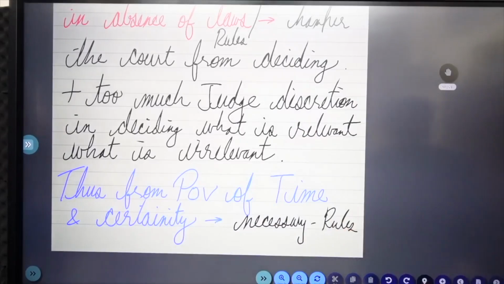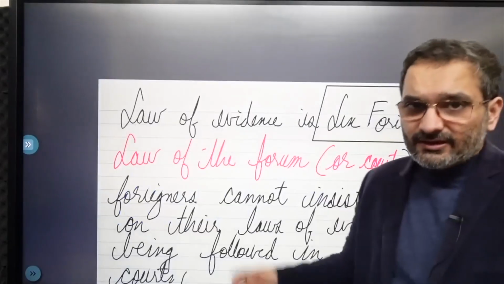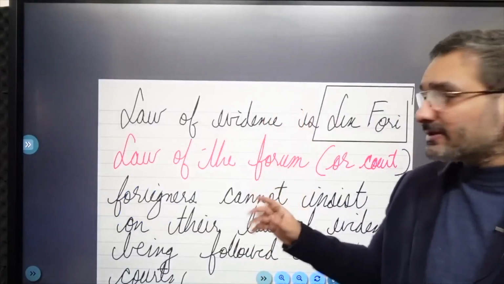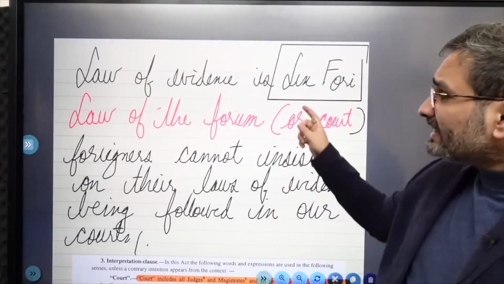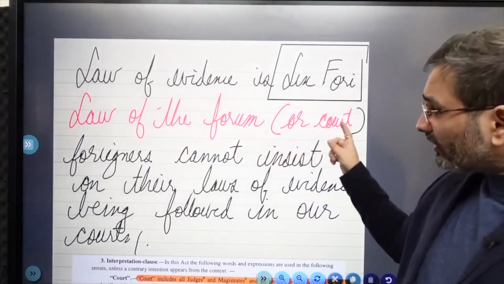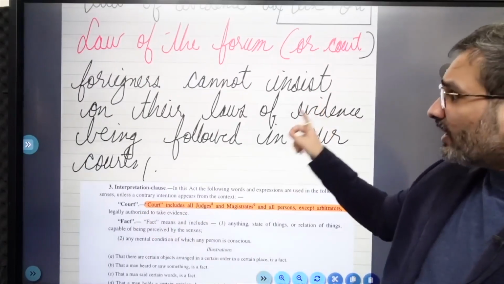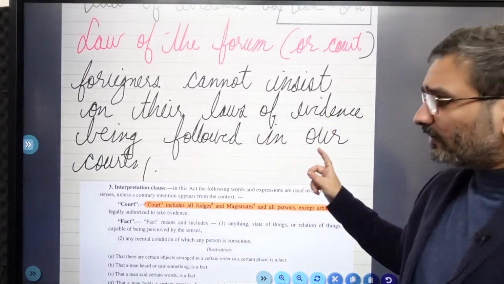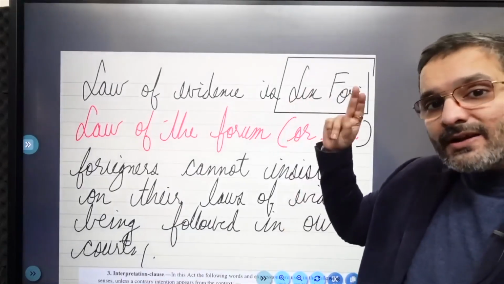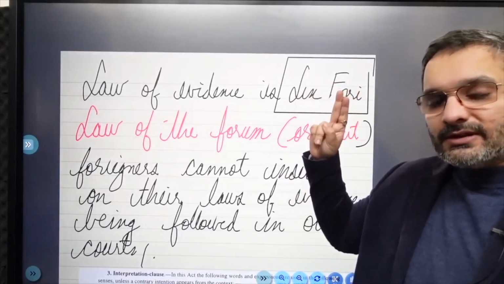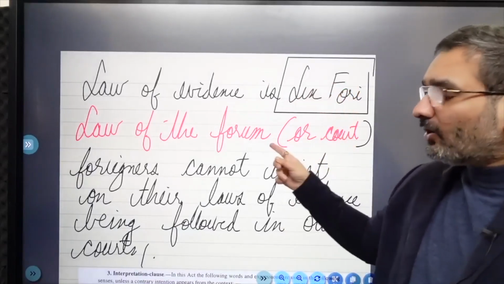The rules are necessary, and all of these rules basically under sections of rules, CPC वाले rules में चले जाएगा. Sections are given in the Evidence Act. So law of evidence is lex fori, that is law of the forum or of the court. Foreigners cannot insist on their laws of evidence being followed in our courts. So therefore this is lex fori. LLB entrance के time पे आप lex fori रट कर गए थे, याद आ गया? So this is lex fori, law of the forum.